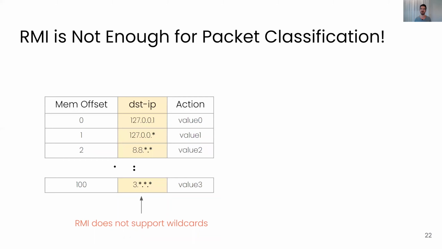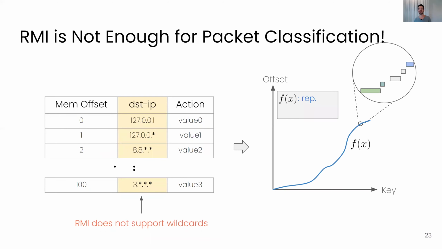Let's take a toy example of classification rules with only a single field, destination IP address. Say we can somehow represent these rules with the function fx, which is far from trivial, but for now, let's assume it's possible. Notice that the keys are now ranges. IP addresses may contain wildcards. We take representative ranges, again colored rectangles, and try to train an RMI model.